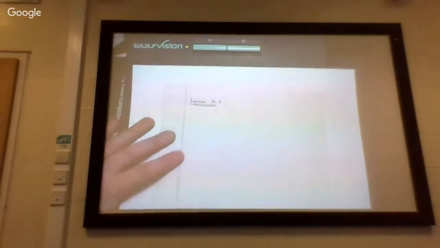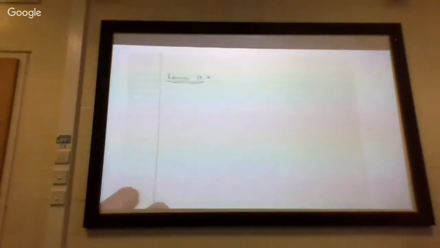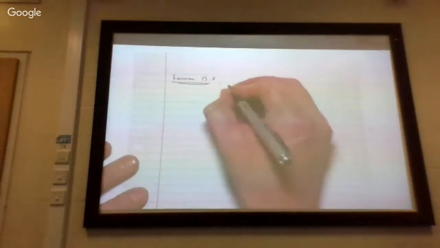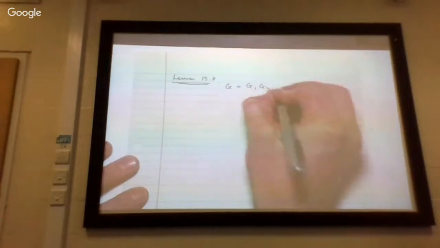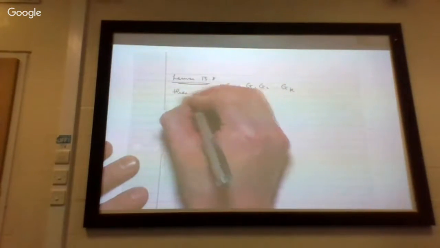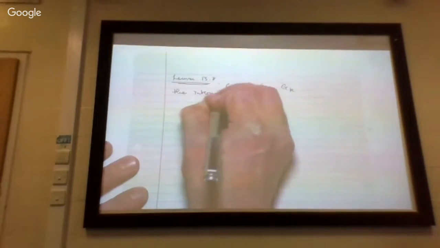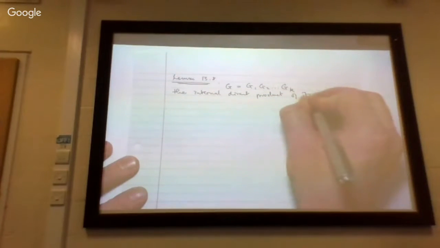Okay, so this is where we're going to establish that second line there. G is the internal direct product of its primary components. So G will be equal to the internal direct product of its primary components.